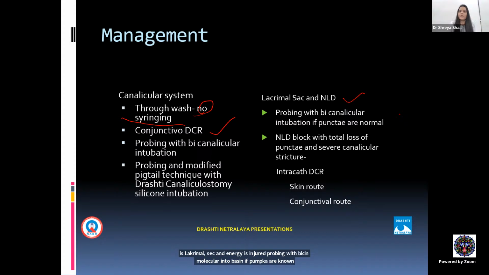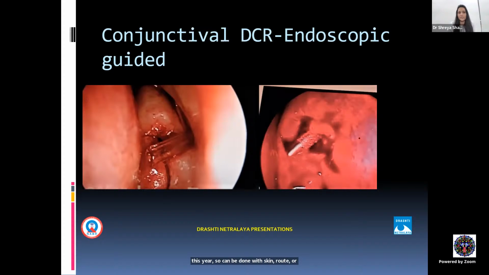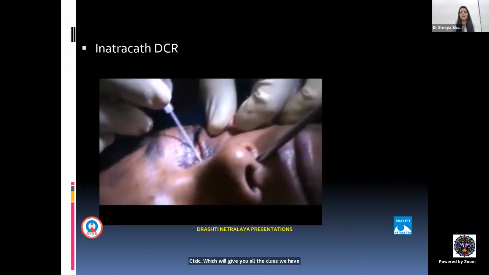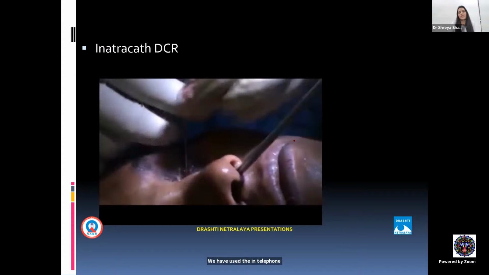NLD block with loss of puncti and severe canalicular stricture, intracat DCR can be done with skin route or conjunctival route. And you can put the implant with the endoscopic guided treatment. So you need to treat, and you may have to take support of CT DCG, which will give you all the clues. We have used the Teflon sleeve to treat the canaliculus, as well as we have created a same passage, moving it to 45 degree and open into the sac.